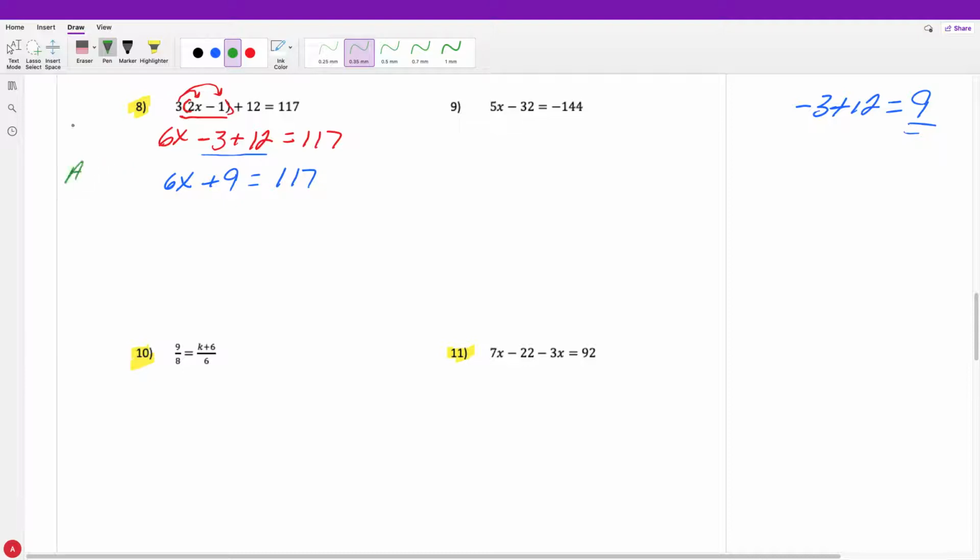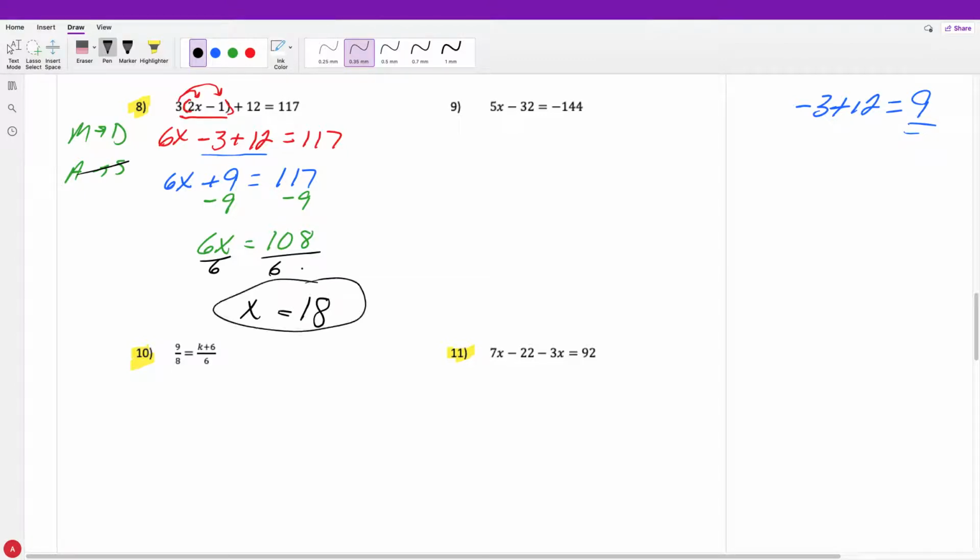And I see that I have addition and multiplication being done, and my inverse of addition is subtraction, my inverse of multiplication is division. So I'm going to get rid of my addition first. So I'm going to subtract 9 from both sides. So now I have 6x is equal to 108. And then to get rid of my multiplication, I have to divide each side by 6. So then x is going to be equal to 18. And that will then be our final answer.